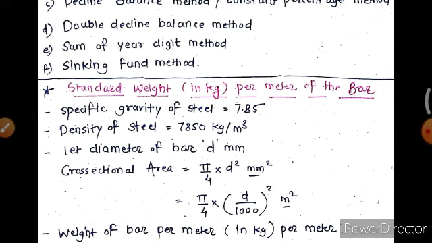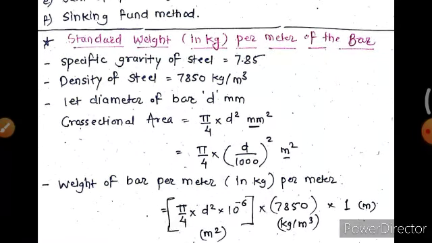We had seen it. The next one is the standard weight per meter of bar, one of the important questions. So the standard weight in kg per meter of the bar: we know that the specific gravity of steel is 7.85, density of steel is 7850 kg per meter cube. Let the diameter of the bar be d mm. Then the cross-sectional area of the bar will be equal to pi by 4 times d square in mm square.